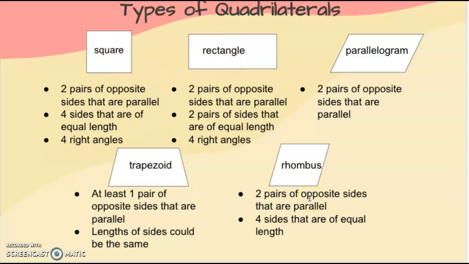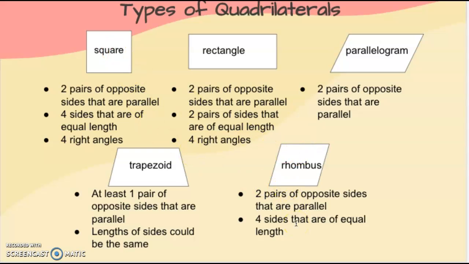Rhombus. This one also has 2 pairs of opposite sides that are parallel. But if you notice, a rhombus doesn't have to have right angles. A rectangle and a square have to have right angles, but a rhombus, a parallelogram, and a trapezoid do not have to have right angles. But what's special about the rhombus that makes it a little different from a parallelogram is that all 4 sides are equal, just like in a square.